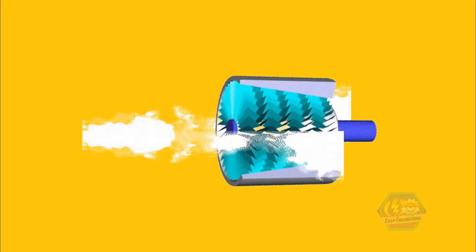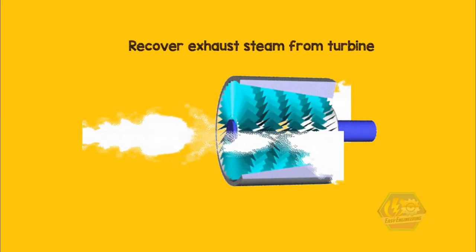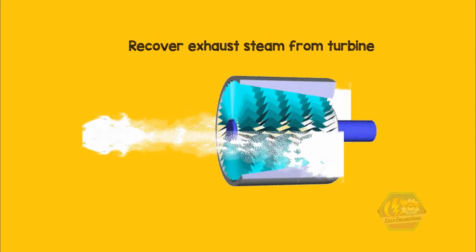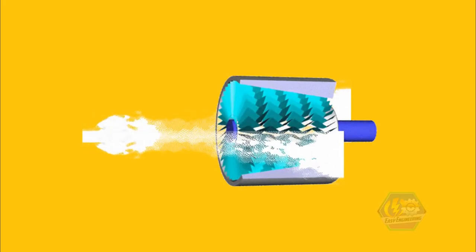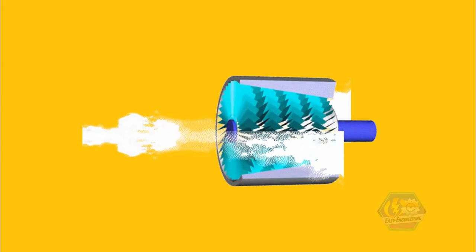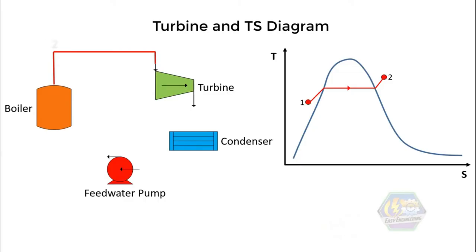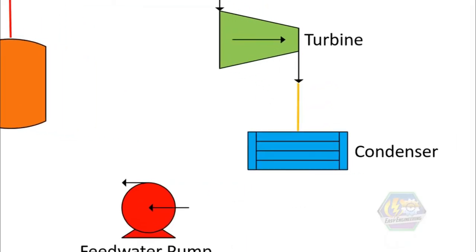Steam is now already exhausted, and so we need to take it back again to the boiler, but there is no pump that can pump steam, so we need to convert it first into water through condensation. So this is where our next process comes in. Process 3 to 4, the condenser.